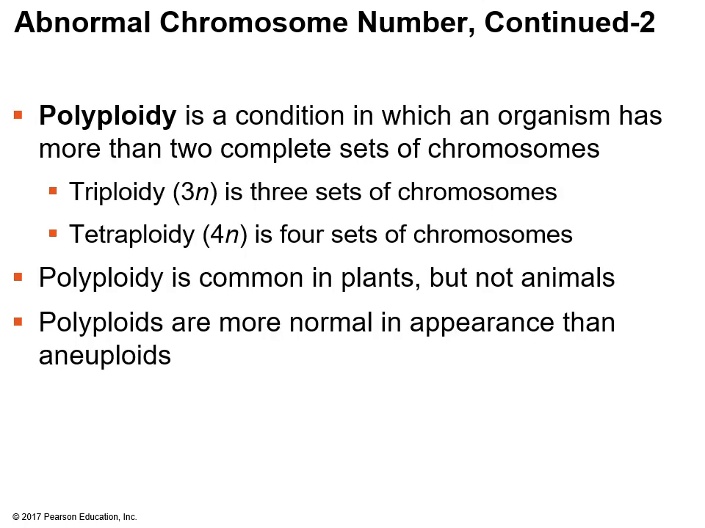Polyploidy is a condition in which an organism has more than 2 complete sets of chromosomes. Triploidy, 3n, is 3 sets of chromosomes. Tetraploidy, 4n, is 4 sets of chromosomes. Polyploidy is common in plants, but not animals. Polyploids are more normal in appearance than aneuploids, so that's very interesting.